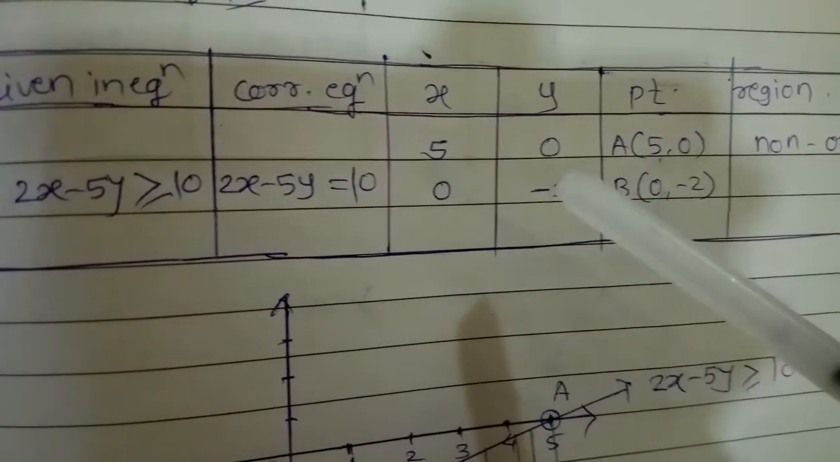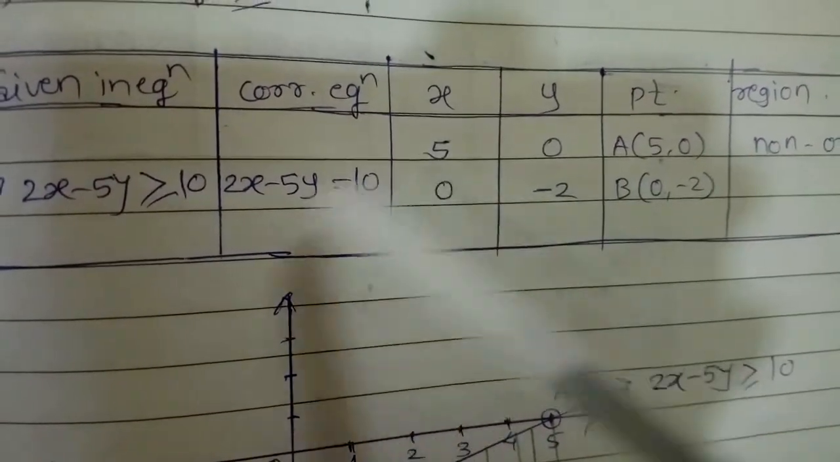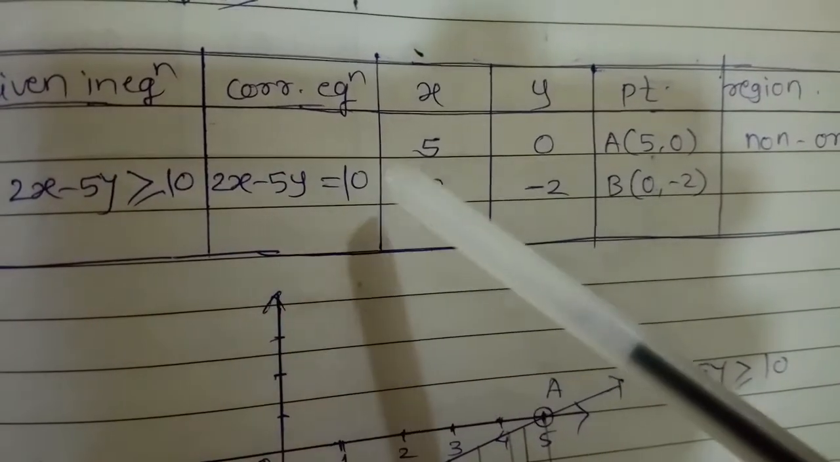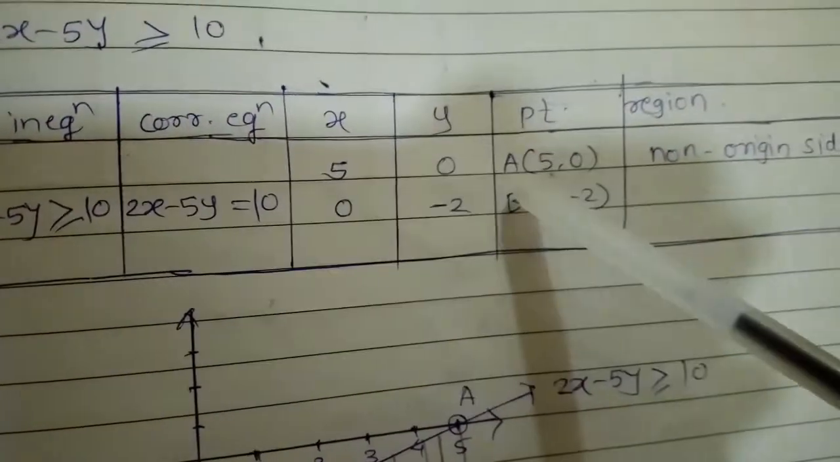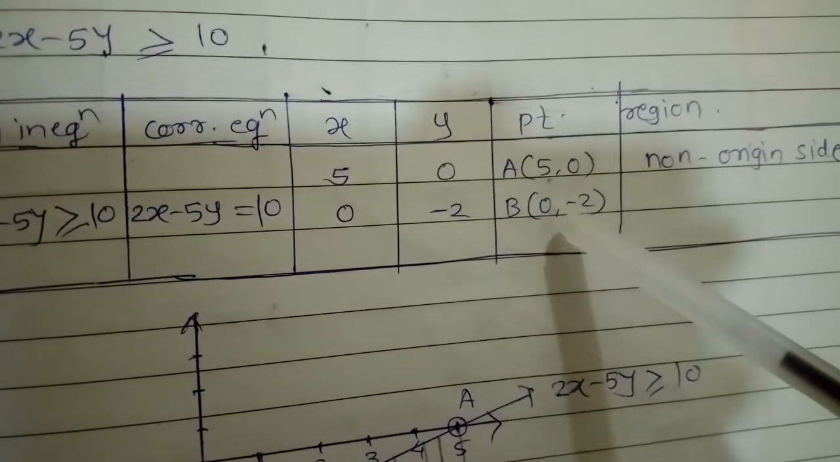So we get x equals 5, and after that put x equal to 0 here, so we get minus 5y equals 10, so y equals minus 2. So here we get the two points, A (5, 0) and B (0, minus 2).